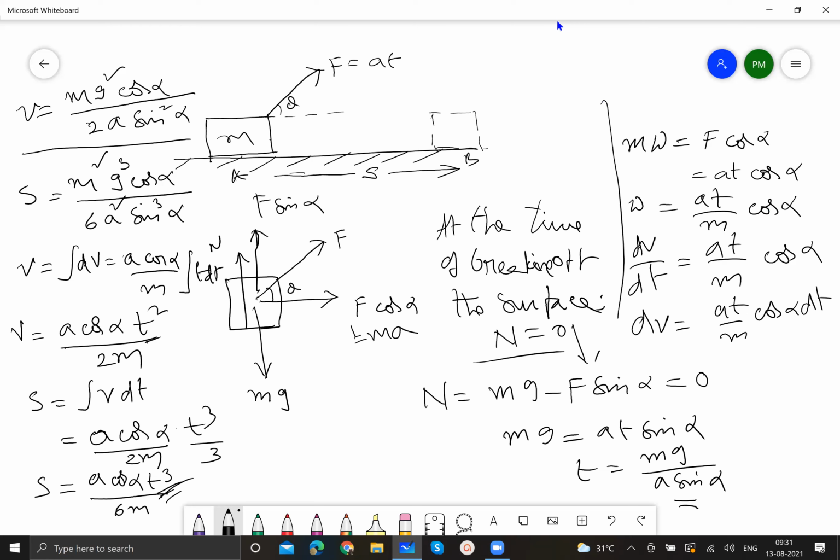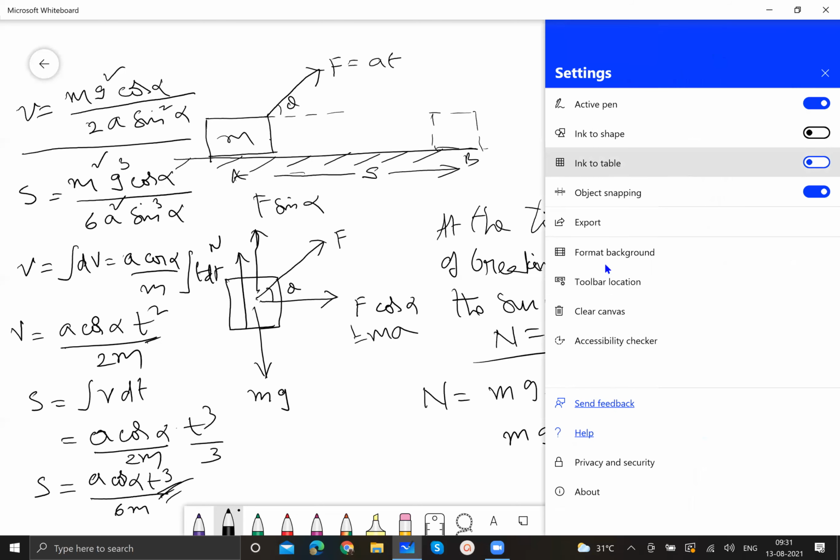Yes, sir. A plane surface is inclined at an angle beta. I told you we have not done projectile motion on inclined plane. Now I am doing that problem. Projectile motion on inclined plane.